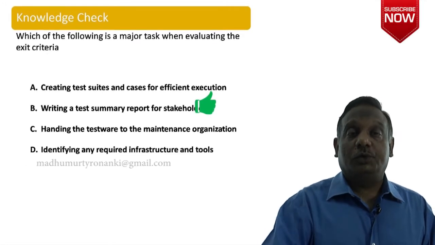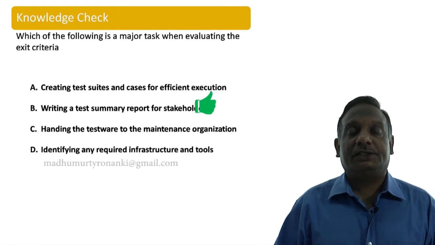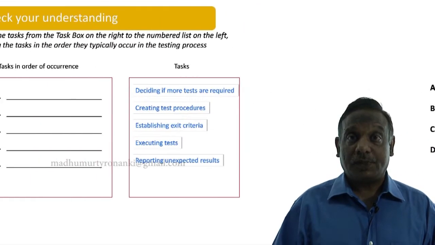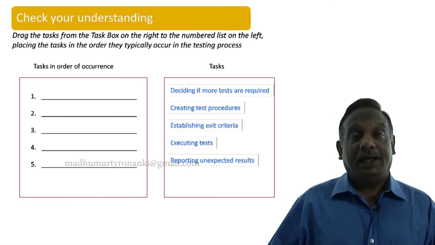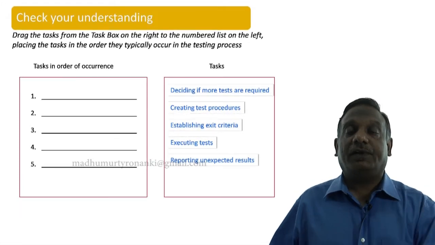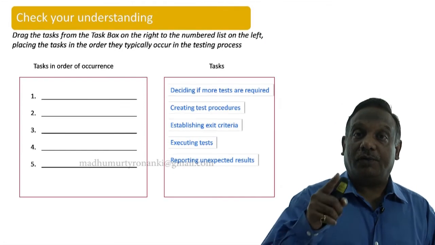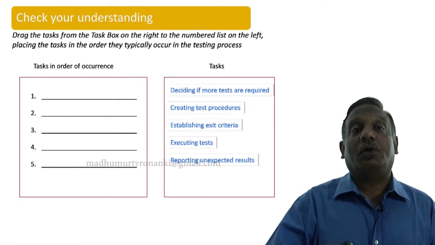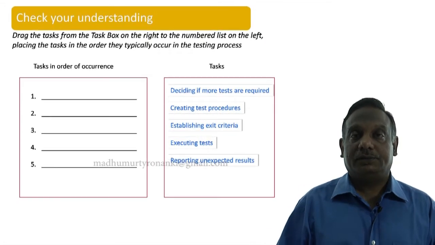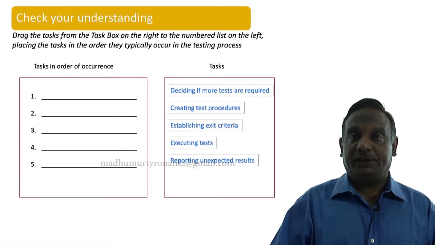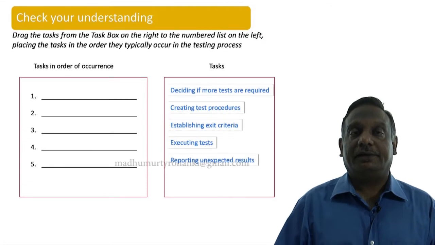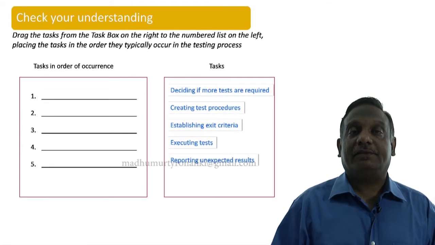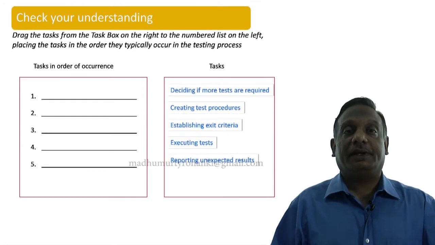So let us do a little bit more. Check your understanding. On the right side of your screen is a set of tasks across the fundamental test process. What you have to do is put them in chronological order. So which task within the fundamental test process happens first, next, like that. So we have 5 tasks on the right side, so put them in the right order.